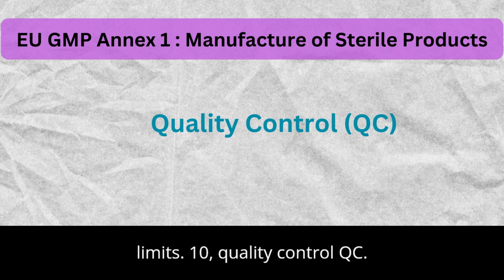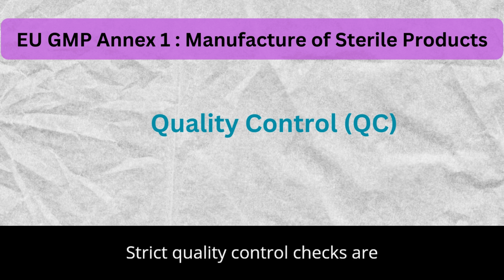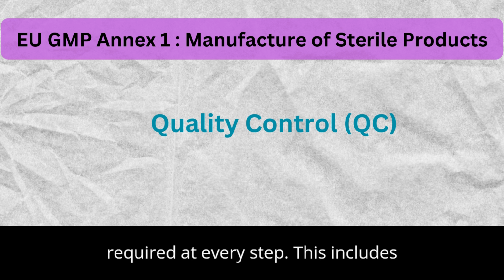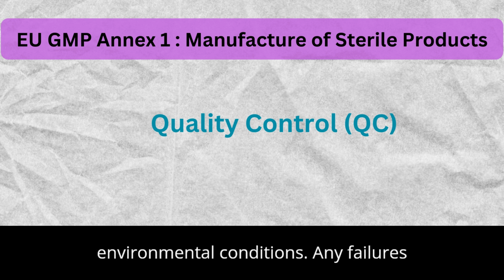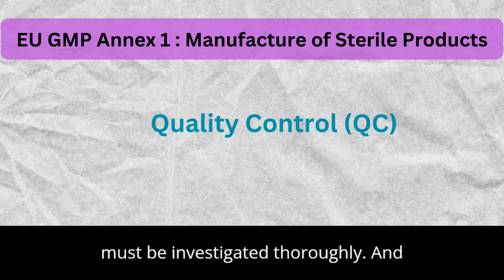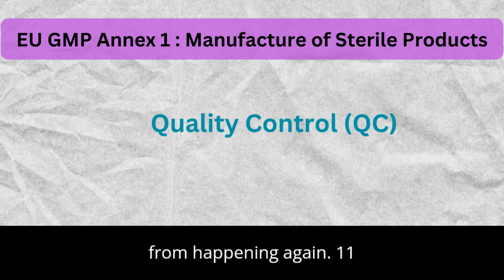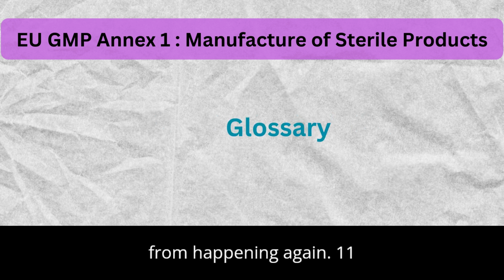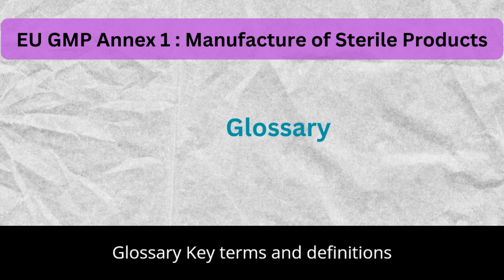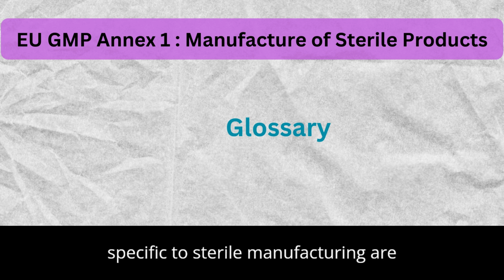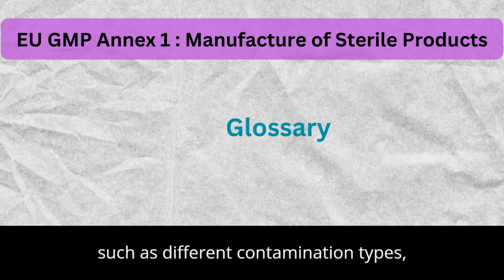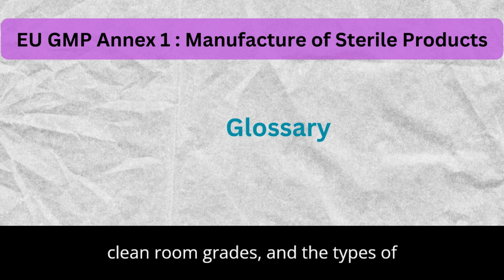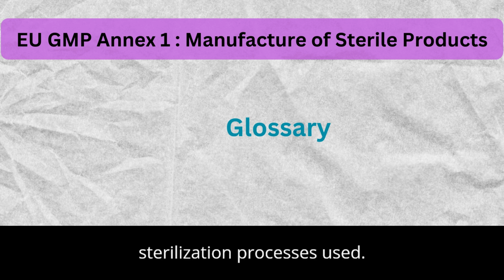10. Quality control (QC). Strict quality control checks are required at every step. This includes testing products, equipment, and environmental conditions. Any failures must be investigated thoroughly, and steps should be taken to prevent them from happening again. 11. Glossary. Key terms and definitions specific to sterile manufacturing are provided to clarify important concepts, such as different contamination types, cleanroom grades, and the types of sterilization processes used.